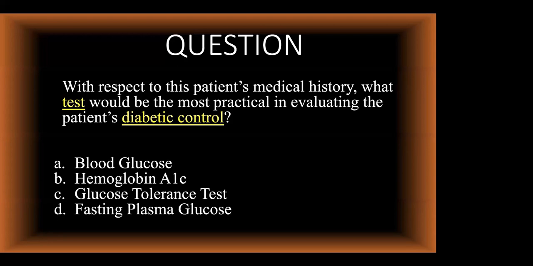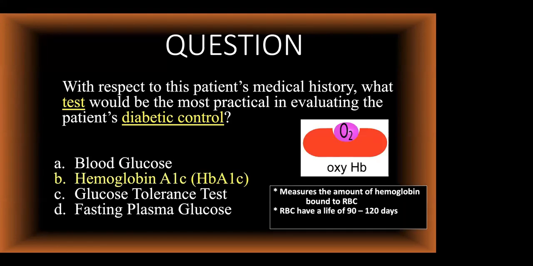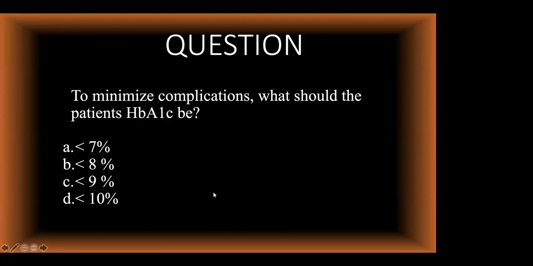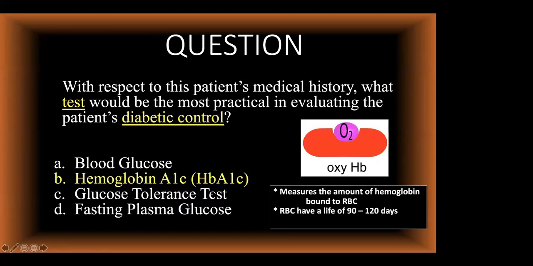And Robert's going to give us the polling. Okay, B is the correct answer. So the majority of the people picked B, which is great. Now, why is that significant? Well, the reason that the hemoglobin A1C is a huge benefit to us is it shows us how well controlled that patient is over the last 3 months.